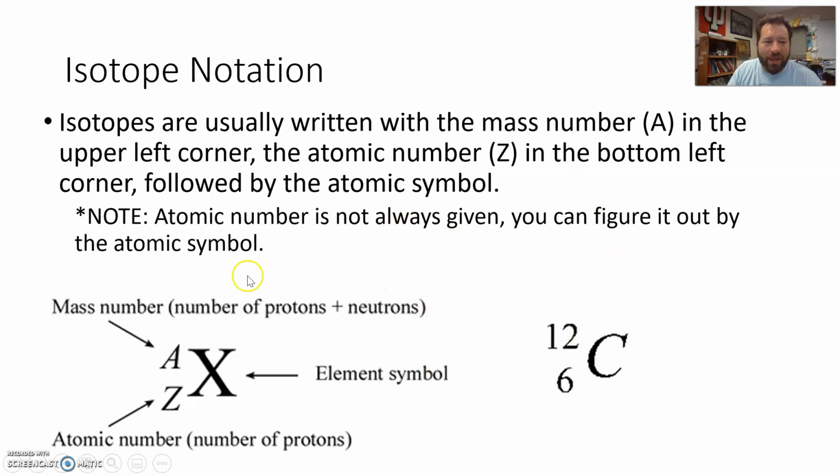Just a quick heads up, when you're using isotope notation, a lot of times you won't be given both the atomic number and the mass number. In fact, the only thing you have to be given really is the mass number. You should be able to find out the atomic number just by looking at the symbol and finding it on the periodic table. So here's an example, lithium 7. Oftentimes you'll just be given the element symbol, lithium, and the mass number 7. And then it would be up to you to look on the periodic table and see that lithium is number 3.